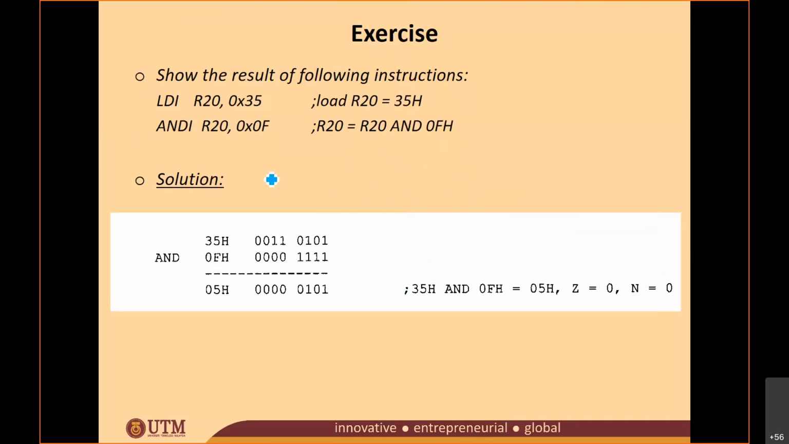Okay, next. Show the result of the following instruction. You have this number here, 35. Change this 35 to binary: 0, 0, 1, 1, 0, 1, 0, 1. And the ANDI. Do logical AND of R20 with this value, 0F, which is 0, 0, 0, 0, 1, 1, 1, 1. So you do the logical AND, so this becomes 0, 1, 0, 1, and this becomes 0, 0, 0, 0. So the answer will be 05.